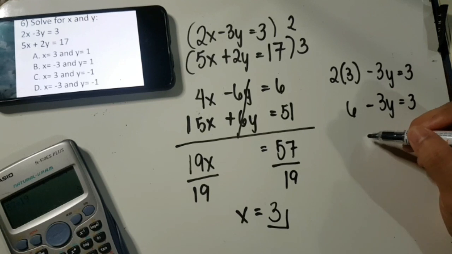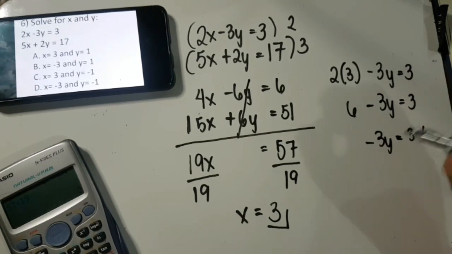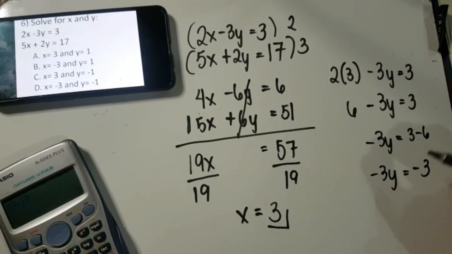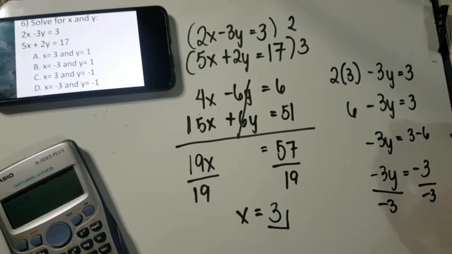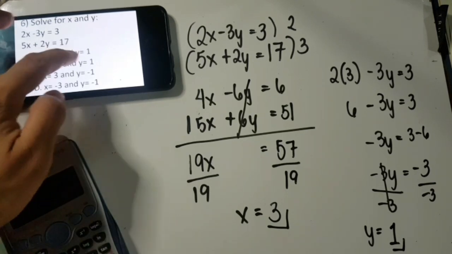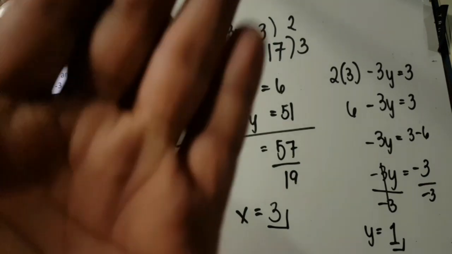Subtract 6 from both sides. So negative 3y is equal to 3 minus 6, which becomes negative 3. Negative 3y. We need only y to remain, so divide both sides by negative 3. So y is equal to 1. The answer here is letter A: x is equal to 3 and y is equal to 1.